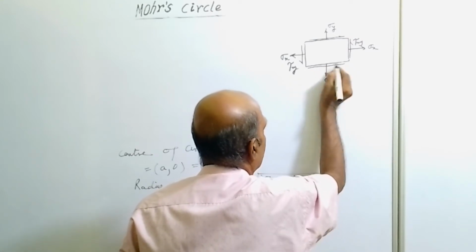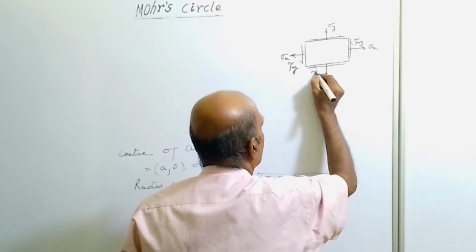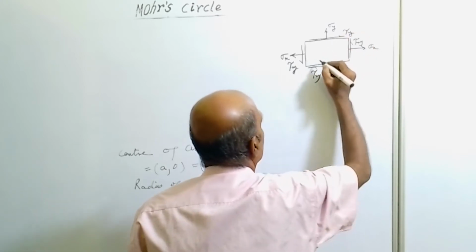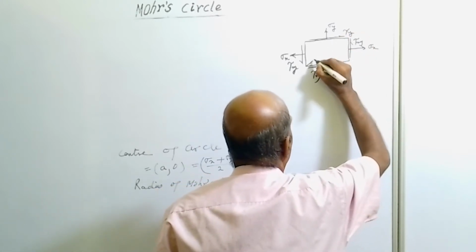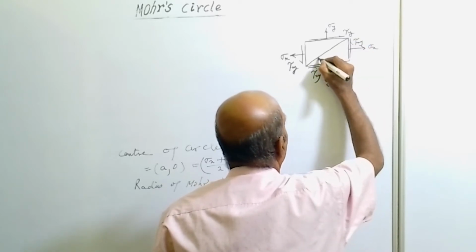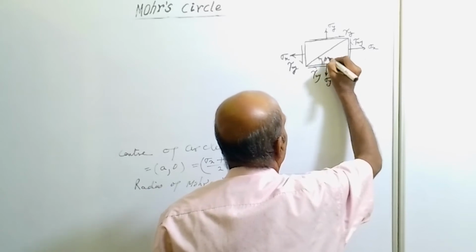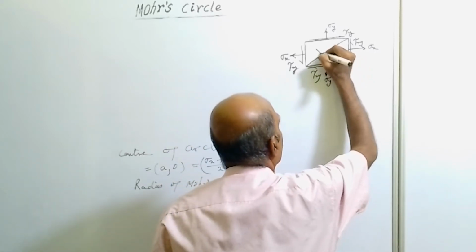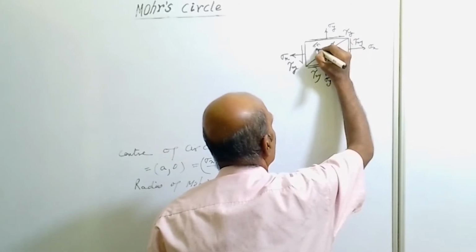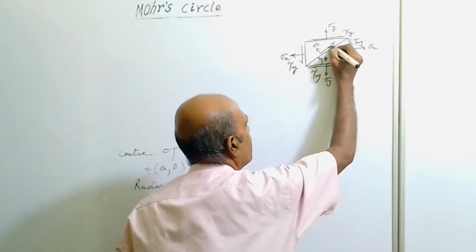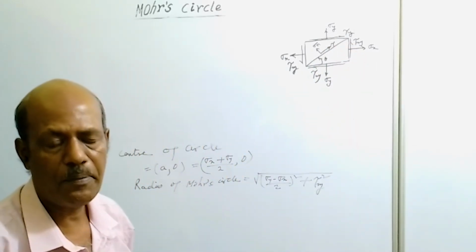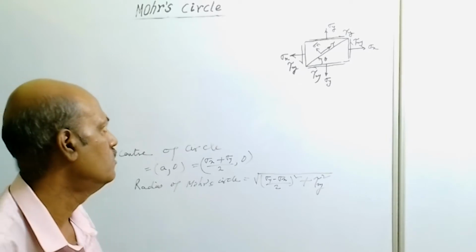The same case we have considered here, that is tau xy, and also the inclined plane is at an angle theta from the x axis in the positive direction, and the sigma n and tau values we have to find out by using Mohr circle. By using Mohr circle, we are going to find out the sigma n and tau values.